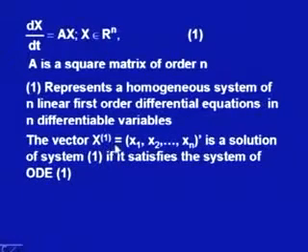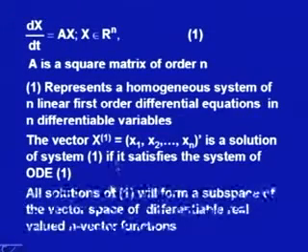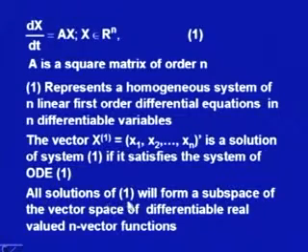The vector x1, which is having n components, is a column vector. We say it is a solution of the given system 1 if it satisfies the system of ordinary differential equations, or in short we say ODE. So, any function which satisfies this differential equation is called the solution of this system. So, we denote this solution vector as x1. All solutions of 1 will form a subspace of the vector space of differentiable real valued n vector functions.